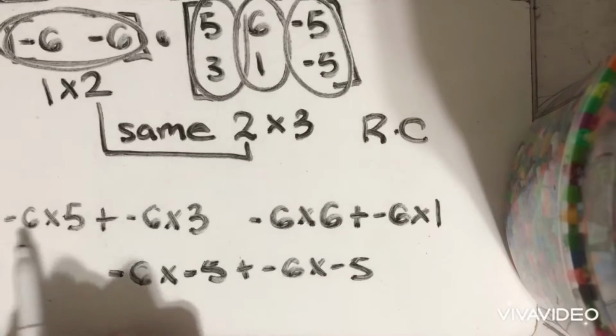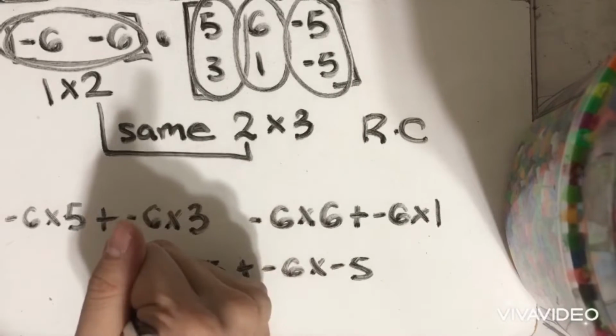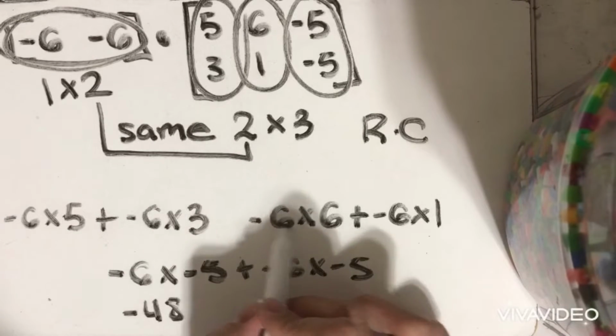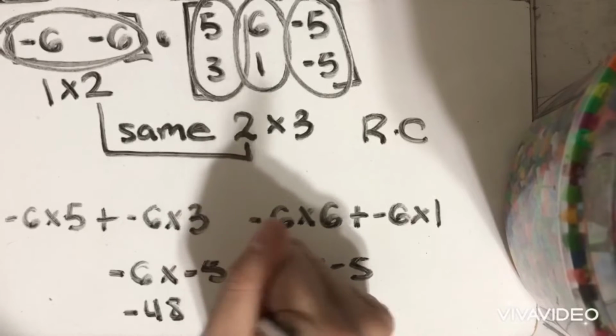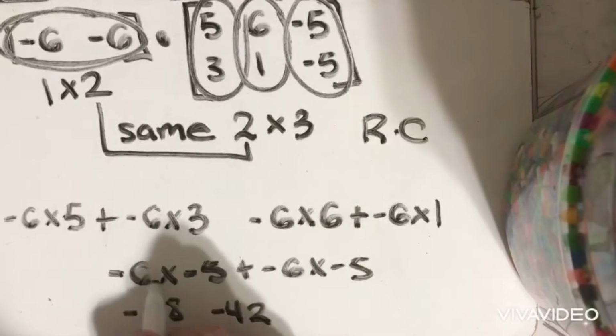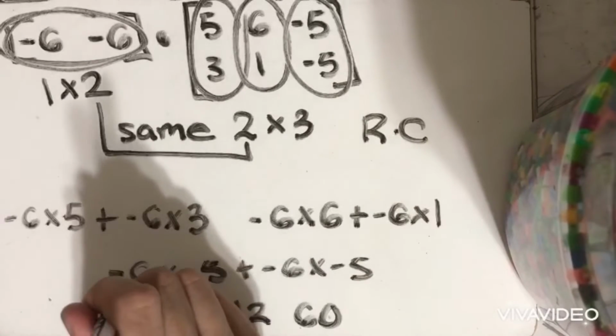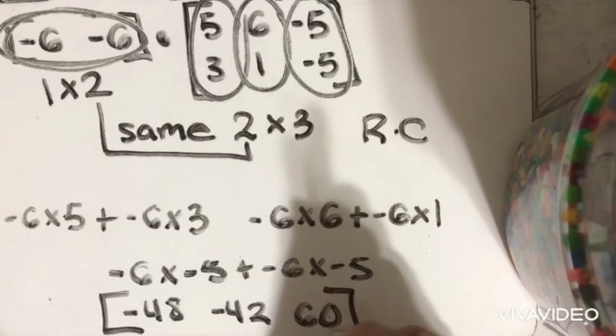And then you're going to type them in the calculator. So the first one we get is -48. The second one we got is -42. The third one we get is 60. And that's your answer. You're done with this equation.